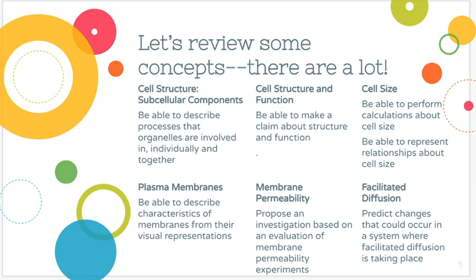So there's some concepts that we need to go over, and there are a lot of them. There's cell structure when we talk about the subcellular components, the organelles. You've got to be able to describe processes those organelles are involved in, individually and together. Cell structure and function, be able to make claims about structure and function. Cell size, you need to be able to perform calculations about cell size and represent relationships about cell size. Membranes, so be able to describe characteristics of membranes from their visual representation. So if they give you a model of a membrane, you've got to be able to describe that. Membrane permeability, where you propose an investigation based on an evaluation of some membrane permeability experiment. Facilitated diffusion, where you're going to predict changes that could occur in a system where facilitated diffusion is happening.